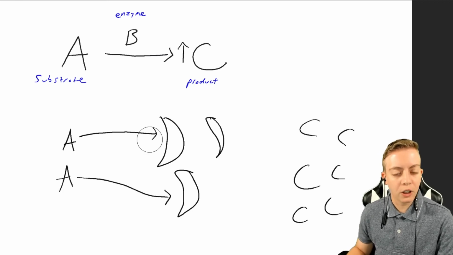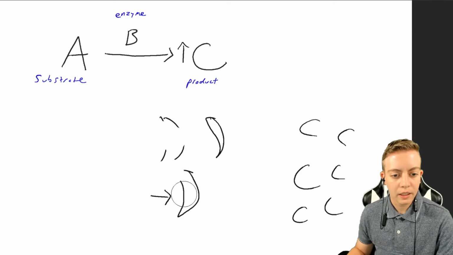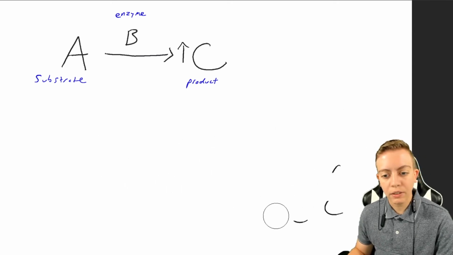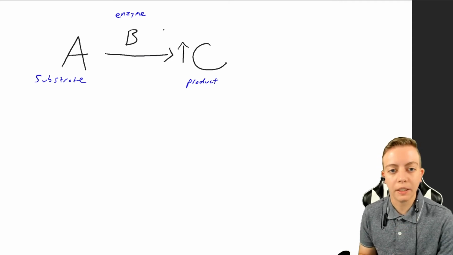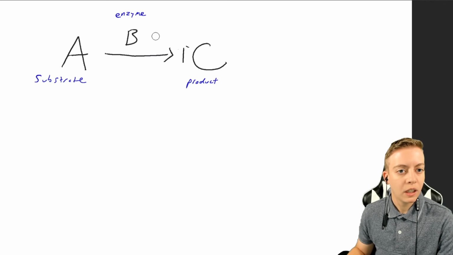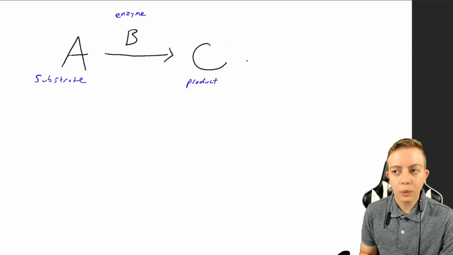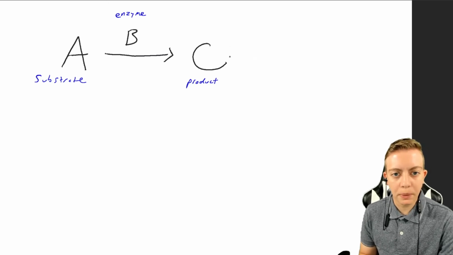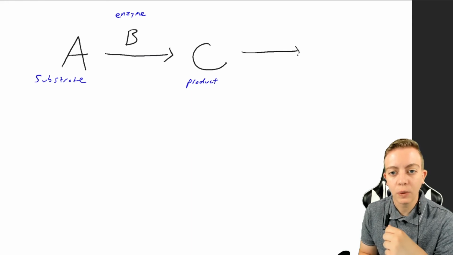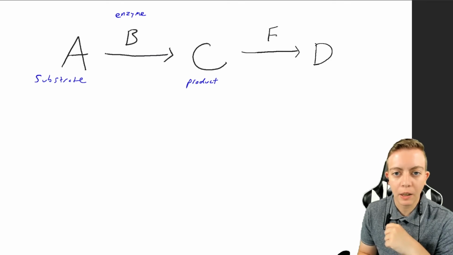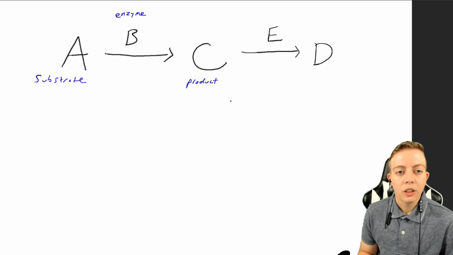So then adding kind of another layer to this, let's say we have a lot of A. Okay, actually, you know what? We're going to add another step to this. Let's say that this is now a 3-step process. And we have A converted to C by enzyme B, and then we're going to have product C, which is now going to be our substrate for this reaction, where C is going to become D, and this is going to be converted by enzyme E. All right? So let's draw this out.